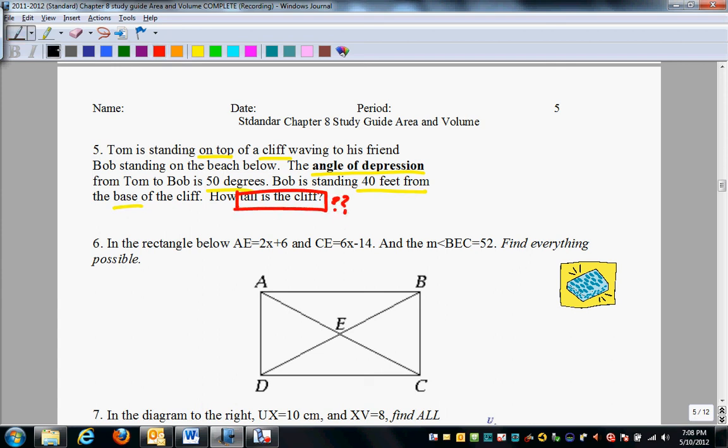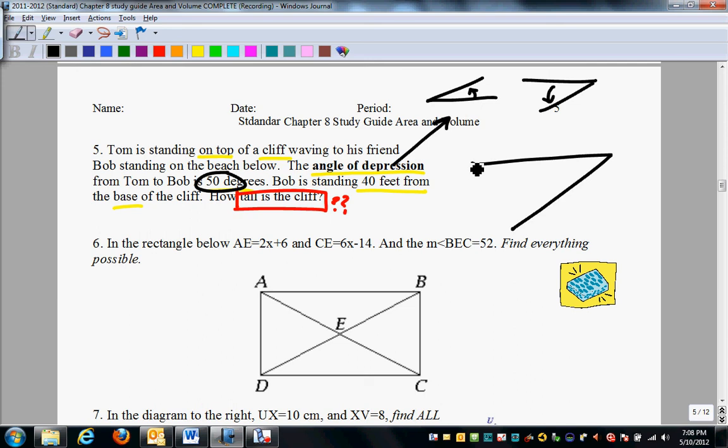The most important phrase here is, what is angle of depression? An angle of elevation starts from a horizontal and goes upwards. An angle of depression starts at a horizontal and goes downwards. So since I have an angle of depression and it's 50 degrees, first thing I'm going to do is draw an angle of depression, which is horizontal, angling downwards, and that's 50. So I start with the angle of depression. Then I read the rest of my storyline.